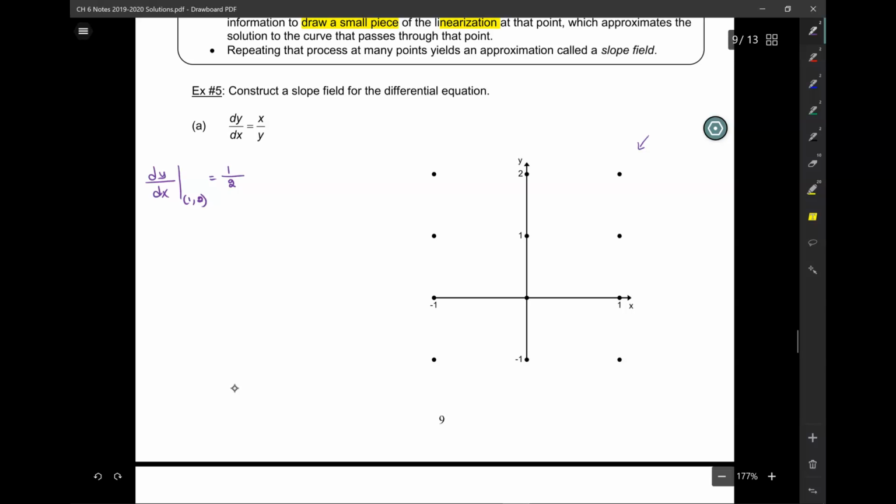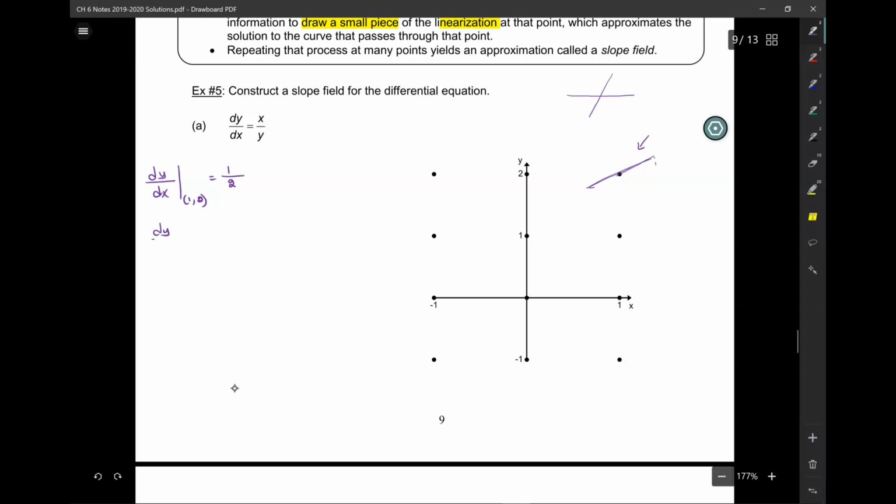So how do you do that? Something like this has a slope of 0. Something like this has a slope of 1, right? A slope of half will look like this, so that you estimate that the horizontal is twice the vertical. So it'll look like this. You can make it that long or not that long. It's up to you.